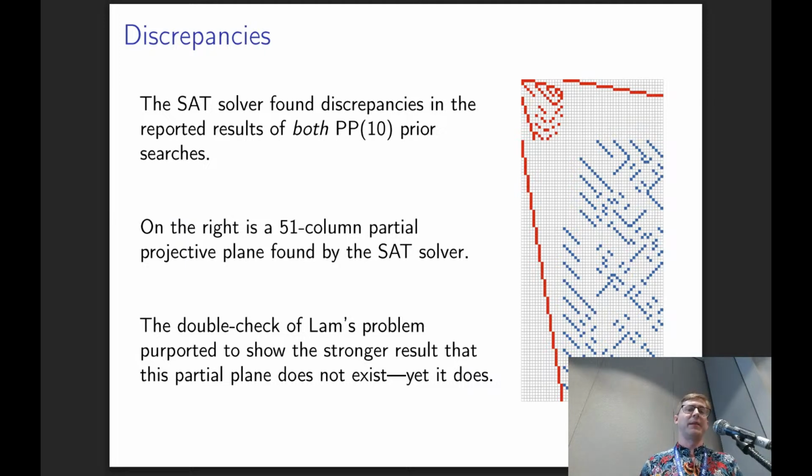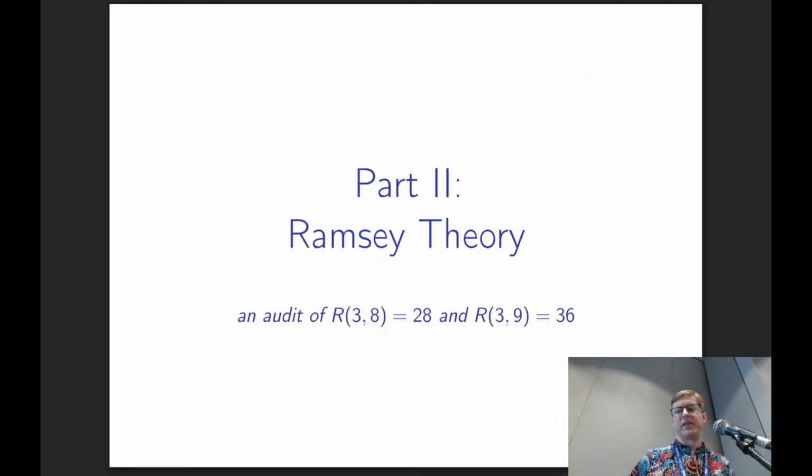Actually, not only with Lam's original result, remember the double check? There were also discrepancies with the double check. Here's one of the things which we found, on the right here. This is a 51 column partial projective plane. It doesn't extend to a full projective plane, but if it did, this was missed by the previous search. So in fact, the previous search basically asserted this thing not to exist. Well, it actually does. They had skipped it; the code had missed it.